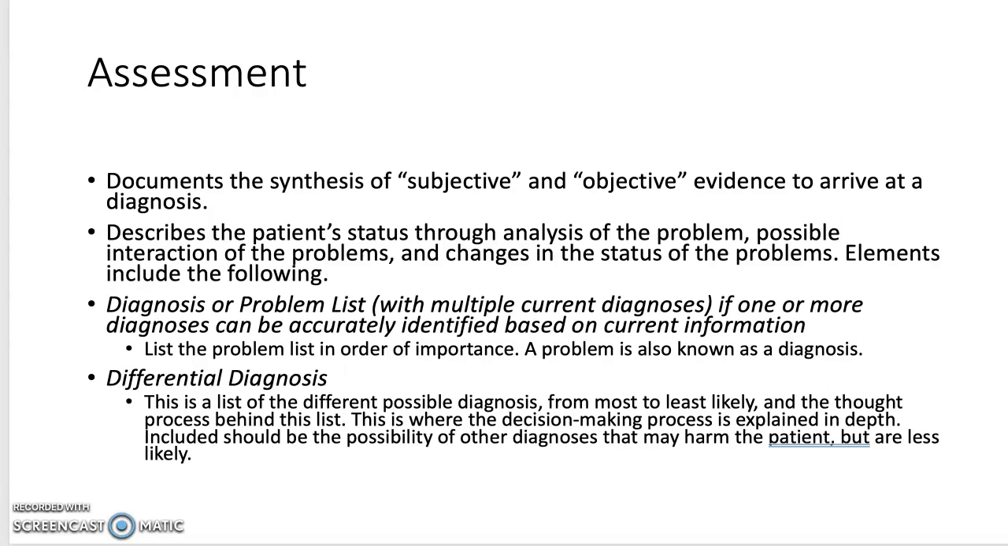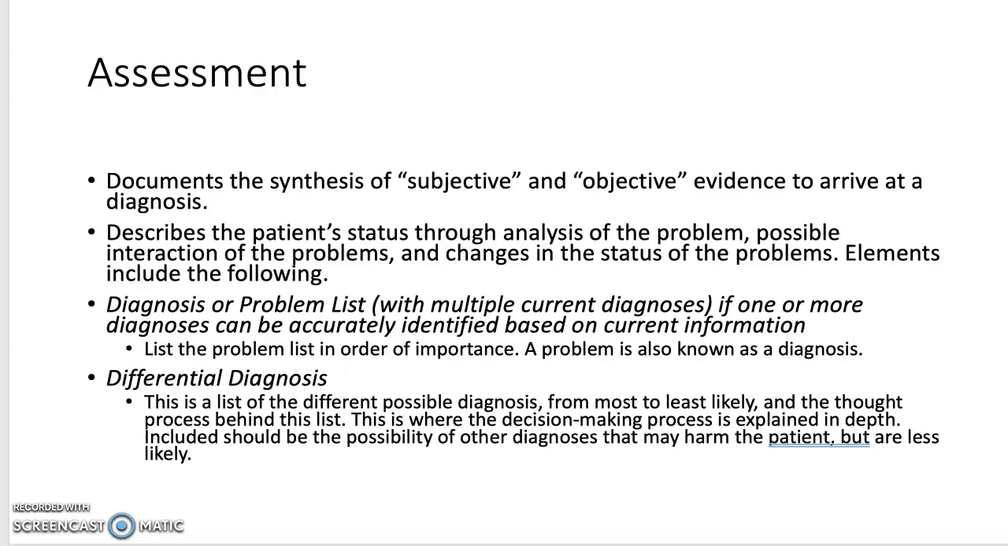It's typically documented from most to least likely, and the thought process behind this list, or the rationales, are also documented. This is where the decision-making process is explained in depth. Included should be the possibility of other diagnoses, but are less likely. And typically you would document your differentials in terms of the top of the list being the most likely and on down to the least likely.